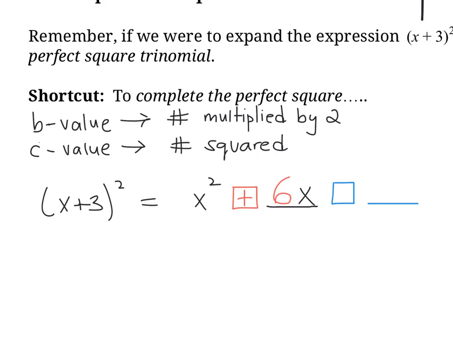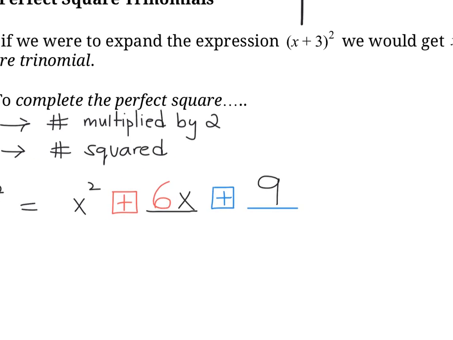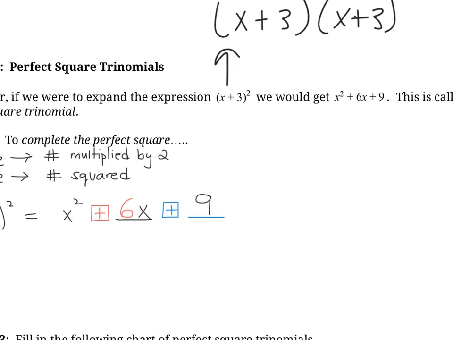To get the c value, the number at the end of my equation, I'm going to go back and take my number, which is a positive 3, and I'm going to square it. So a positive 3 squared is a positive 9. So I'm going to put that into my equation. And so there we go. We generated the exact same expression that we had in the original statement at the top. x squared plus 6x plus 9.